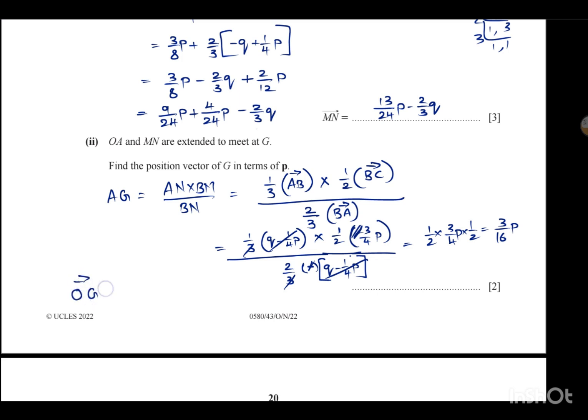OG is equal to OA plus AG. OA is P, so P plus 3 by 16P will be 16P plus 3P by 16. So it is 19 by 16P. The answer is 19 by 16P.